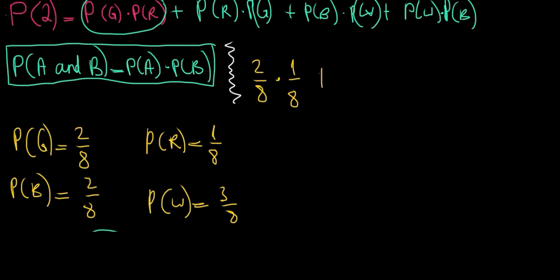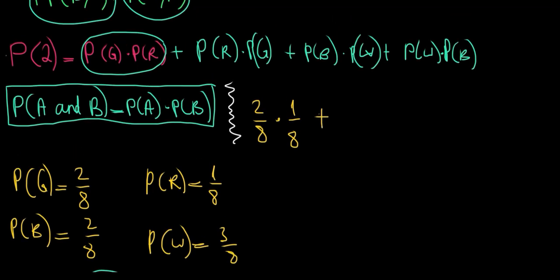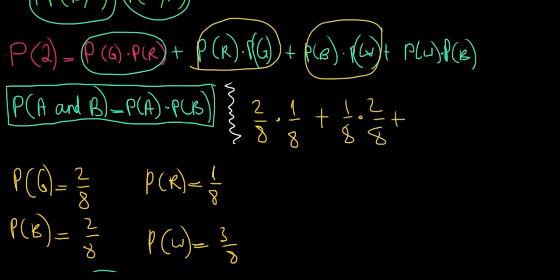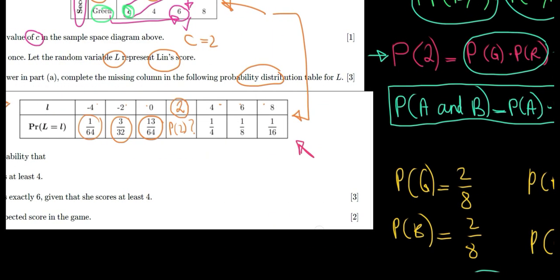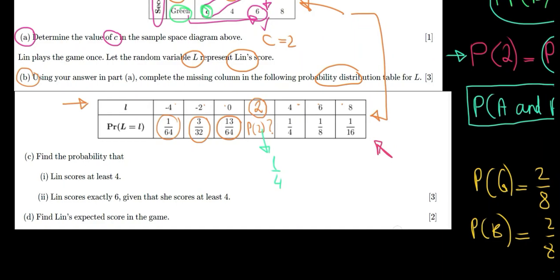So 2 over 8 times 1 over 8, then we are going to substitute for this one, red and green. That's going to be 1 over 8 times 2 over 8. I'm just swapping the places, plus this one, blue and white. So that would be 2 over 8 times 3 over 8. And one more time swapping the places, 3 over 8 times 2 over 8. Okay, this equals 1 over 4. So the probability that I have here for getting 2 is going to be 1 over 4, okay? Boom. That's it. The question is done. The probability of getting a 2 is 1 over 4.